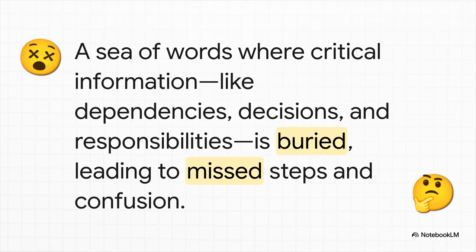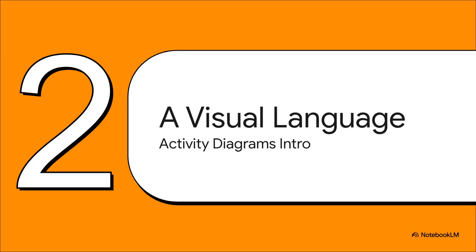Just a sea of words where all the really critical info, we're talking dependencies, decisions, who's responsible for what, it's all buried. And this is exactly where things go wrong, where steps get missed and projects just go completely off the rails. But what if we could take that entire mess of text and translate it into a simple, intuitive map that anybody could understand in like a single glance? Well, that is exactly what a UML activity diagram is for.